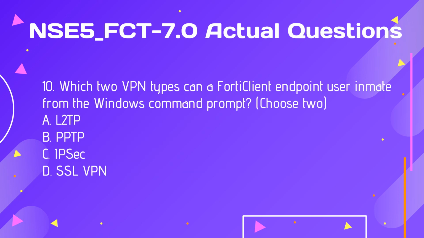10. Which two VPN types can a FortiClient endpoint user initiate from the Windows command prompt? Choose 2. A. L2TP. B. PPTP. C. IPsec. D. SSL VPN.